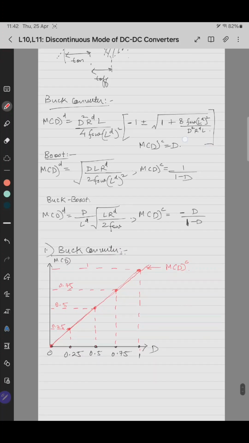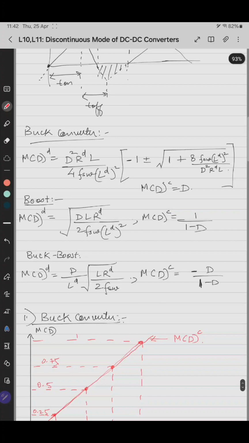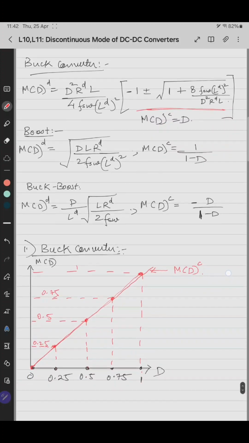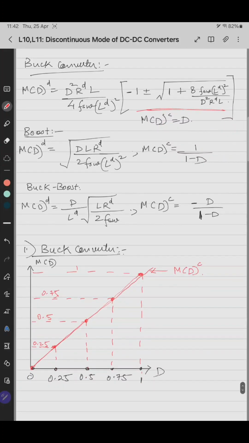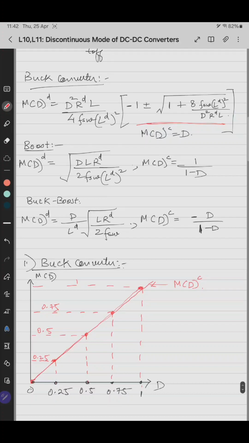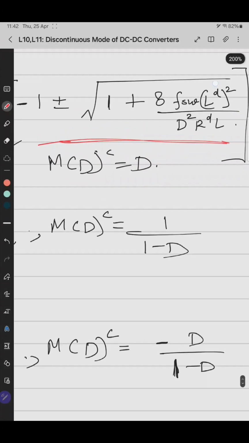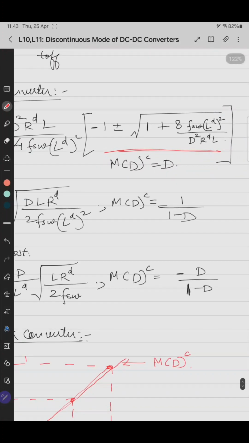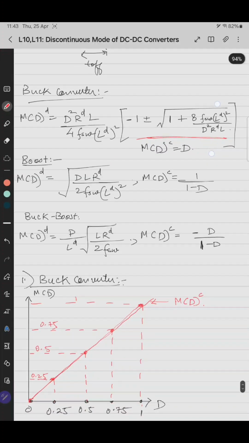Now for discontinuous conduction mode, here it has a square expression and it is multiplied to this term here. So we'll assume that as D lies from 0 to 1, it's a fraction. So we are doing square of fraction, which will be further less. And here in this case, d square is in the denominator. So this expression will be a very big expression, 8f switching LD square by d square RDL.